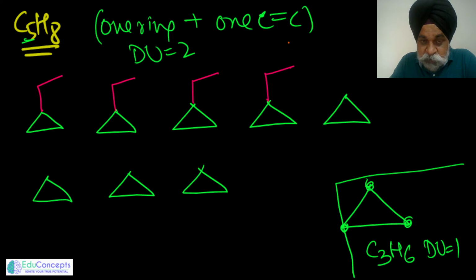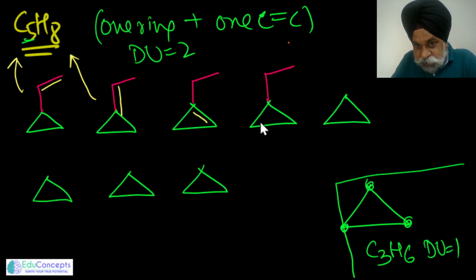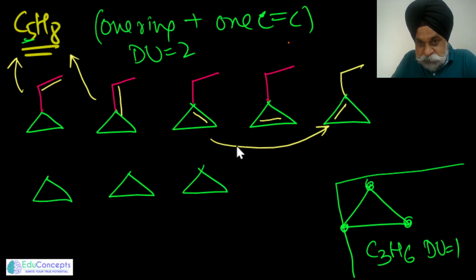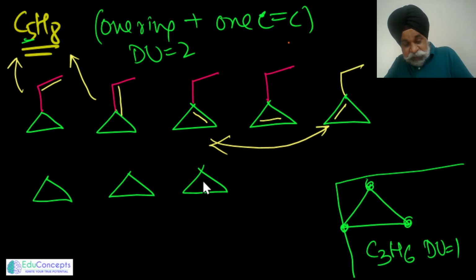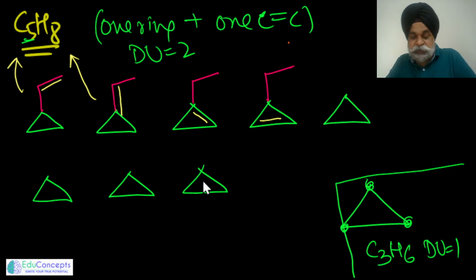Now to keep one double bond extra, you can make a double bond like this. Now this is C5H8. Wow. You can make it like this also, and like this also. But these two are same. Now you have to apply your common sense as to why I'm saying it's the same.